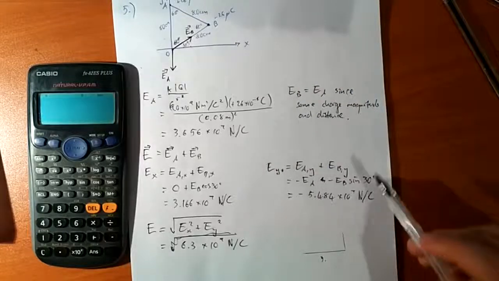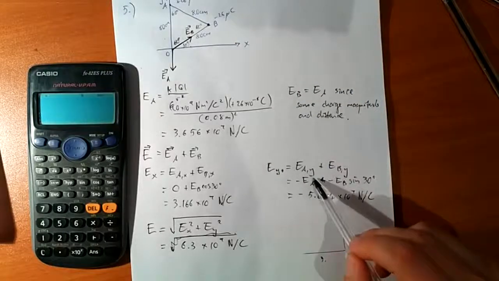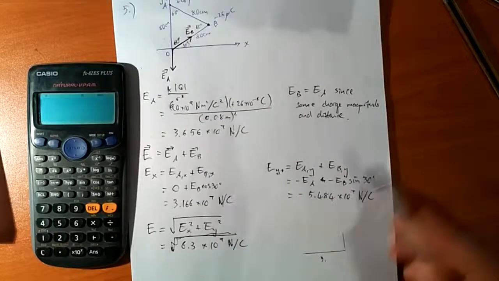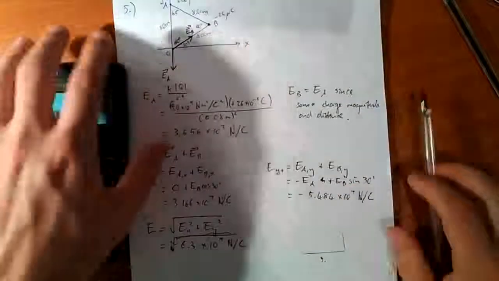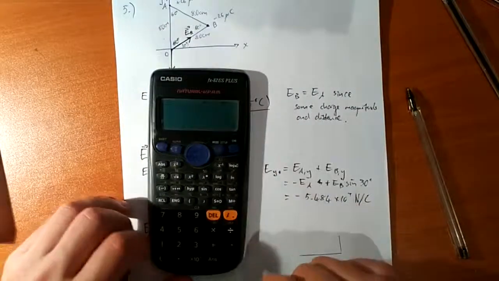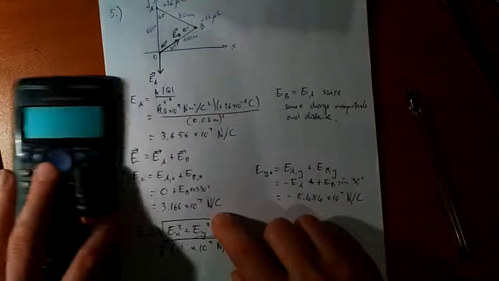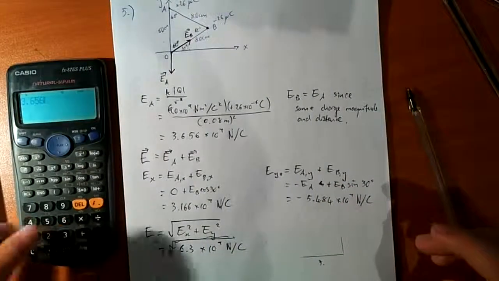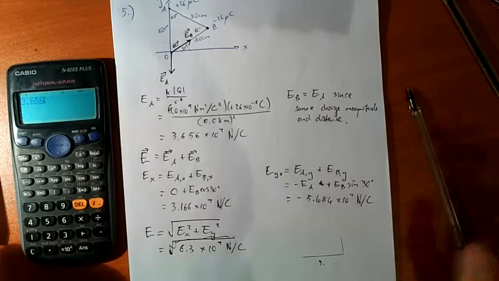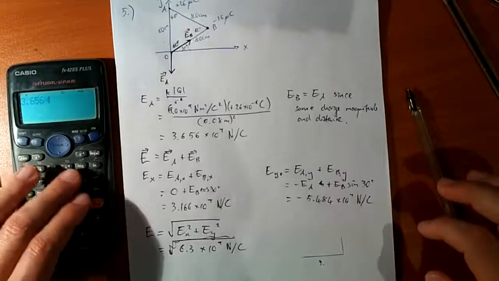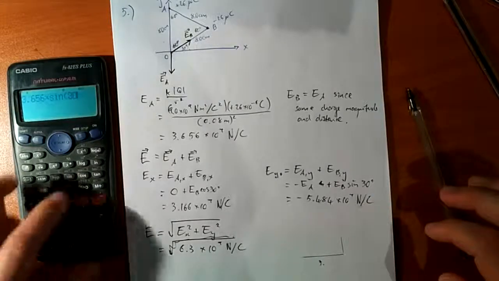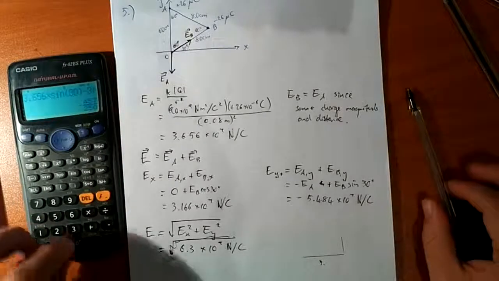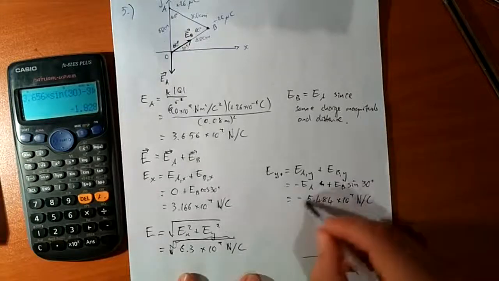See, notice here I made a mistake. So what is EA's y component? It's negative. But what is EB's y component? It's not minus that, it's plus that. Great. So let's redo that calculation. So that is going to be 3.656 times sine of 30 minus 3.656. That looks much better.